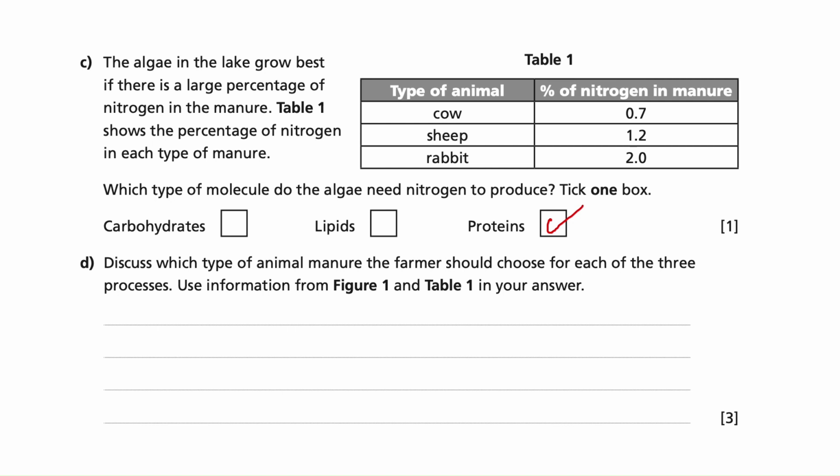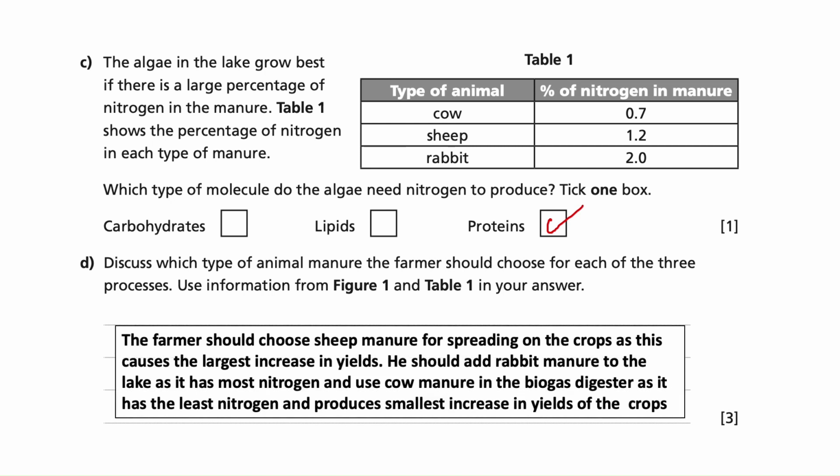For part D, we're asked to discuss which type of animal manure the farmer should choose for each of the 3 processes. Use the information from figure 1 and table 1 in your answer. Okay, so we need to be looking at both figure 1 and table 1 when answering this. We need to give a use for the cow manure, the sheep manure, and the rabbit manure. Well, as we can see from the graph on the previous question part, the farmer should choose sheep manure as it creates the largest increase in yield. So we can see that from the graph, which was figure 1, at the highest bar.